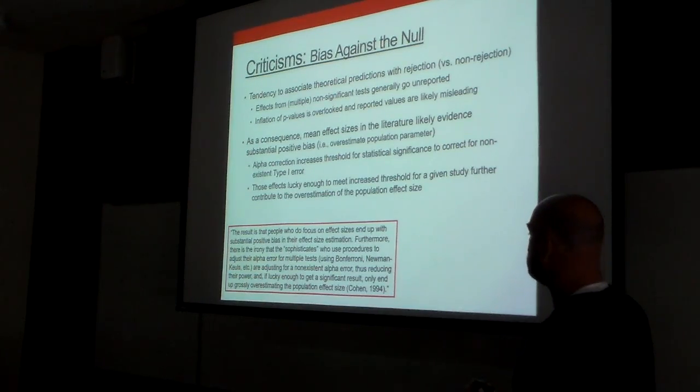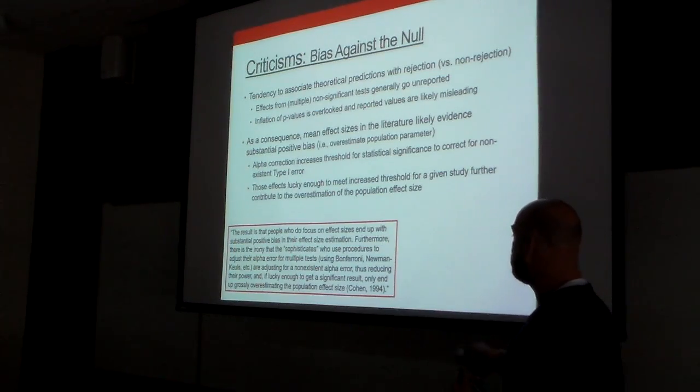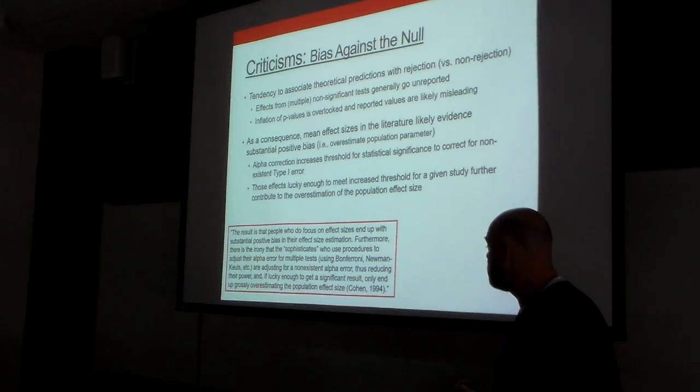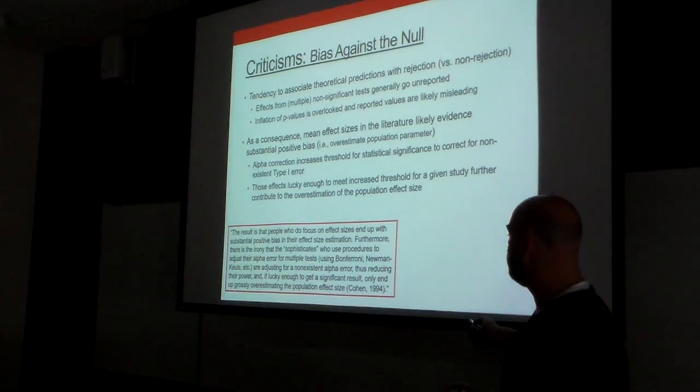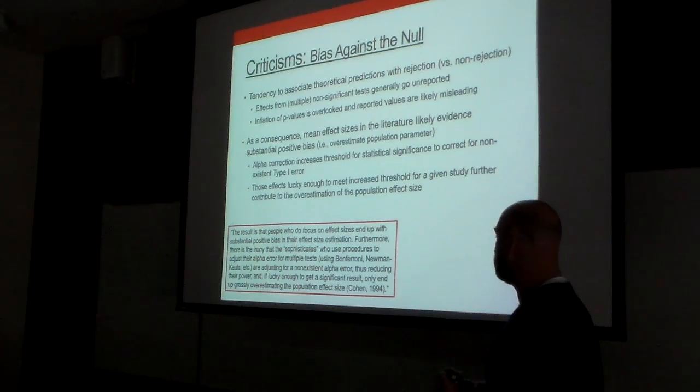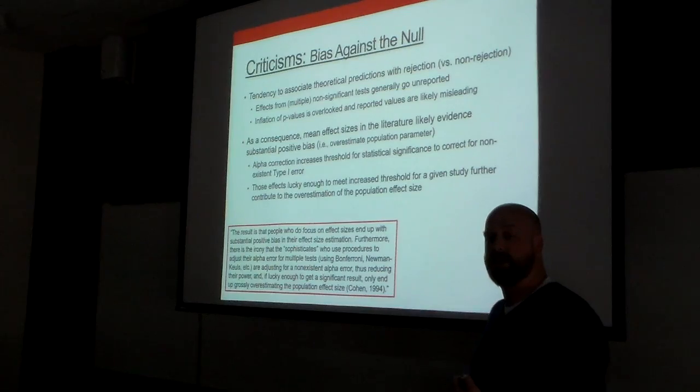So the result is that people who do focus on effect sizes end up with substantial positive bias in their effect size estimation. Furthermore, there's the irony that the sophisticates who use procedures to adjust their alpha for multiple tests are adjusting for a non-existent alpha error, thus reducing their power, and, if lucky enough to get a significant result, only end up grossly overestimating the population effect size, right?